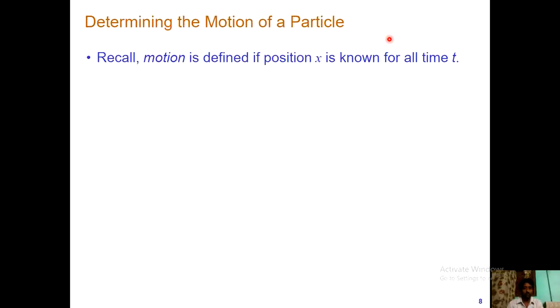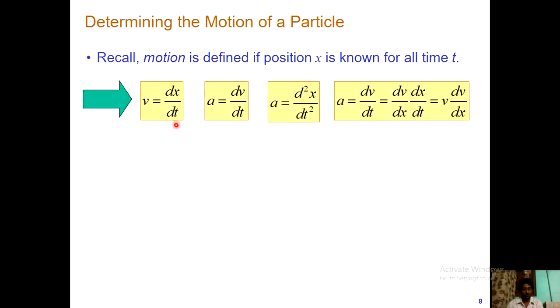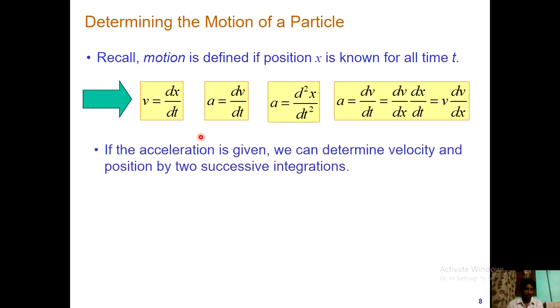Determination of the motion of a particle. So as I have told you, v is equal to dx by dt, as well as you know, a is equal to dv by dt, that is d square x by dt square. So this can be broken into parts: dv by dx times dx by dt, or I could write dx by dt as v, so a is equal to v dv by dx. This is also a reduction form. So this is what we can do.